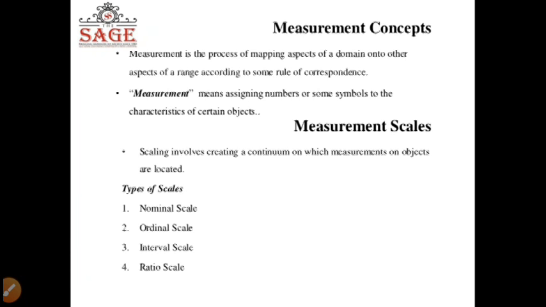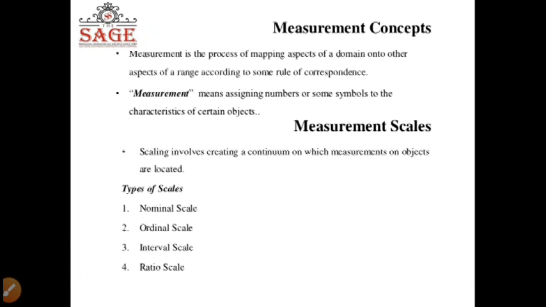Similarly, when you are doing research and you are collecting data, you have to put it into a measurement scale. Why are we putting it into a measurement scale? Because we want our research to be understood anywhere in the world. And for that, your data should be scaled properly and measured properly. Clear to everyone? So measurement means assigning numbers or some symbols to the characteristics of certain objects. So that measurement has to be properly assigned.